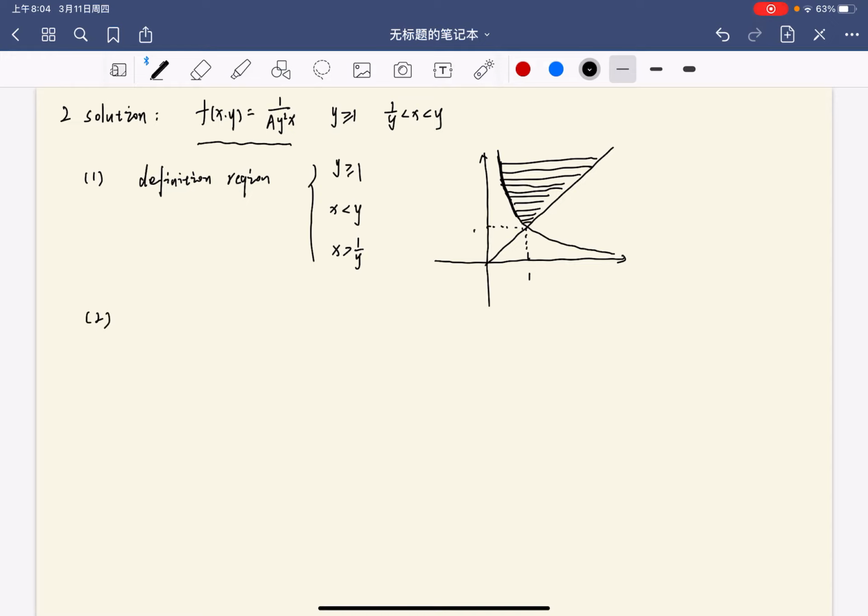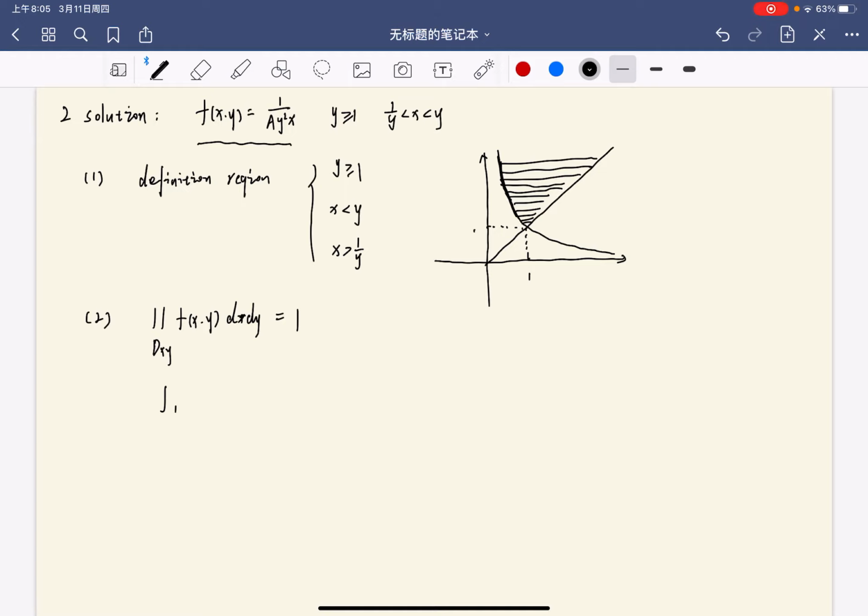In the second question, we want to find a so that f(x,y) is a valid joint density function, and if f(x,y) is a valid joint density function, it needs to satisfy that the double integral of f(x,y) dx dy equals 1. And we can calculate this integral.